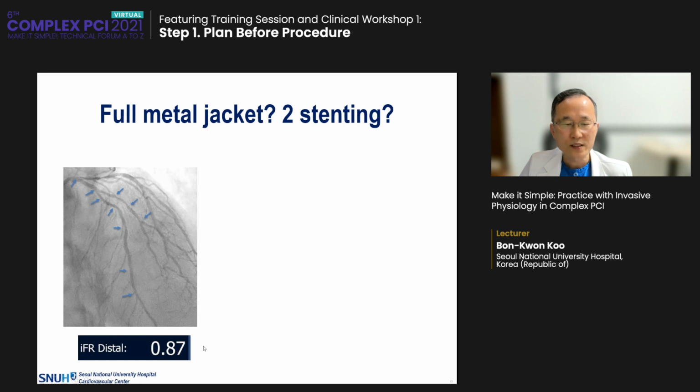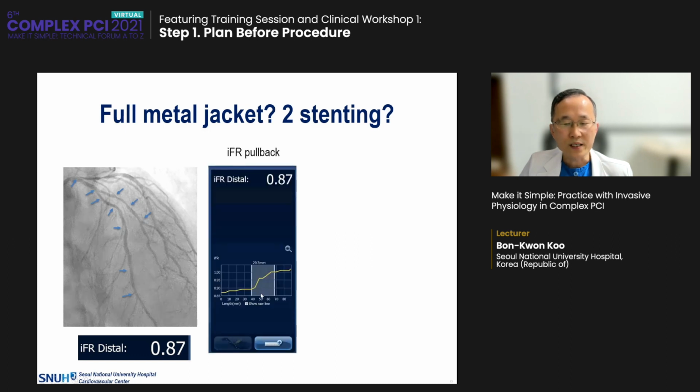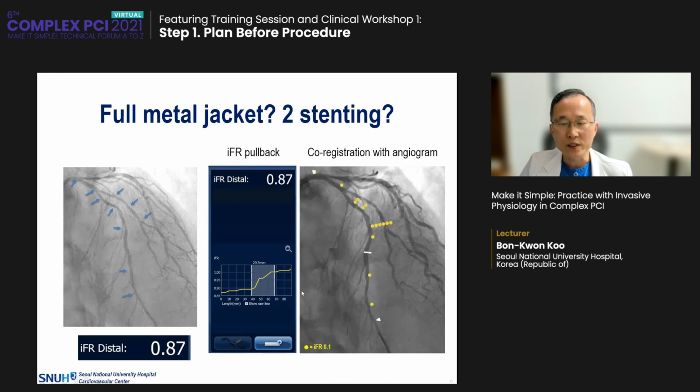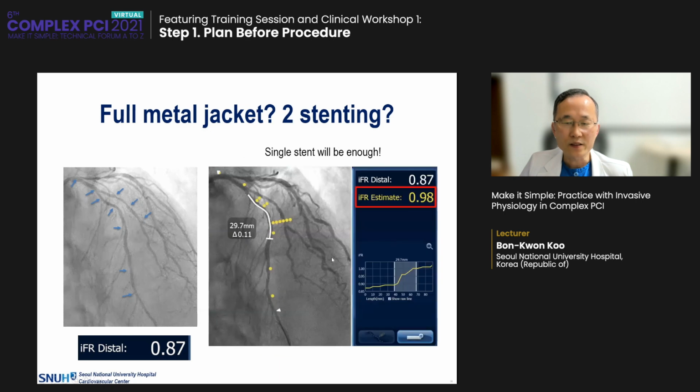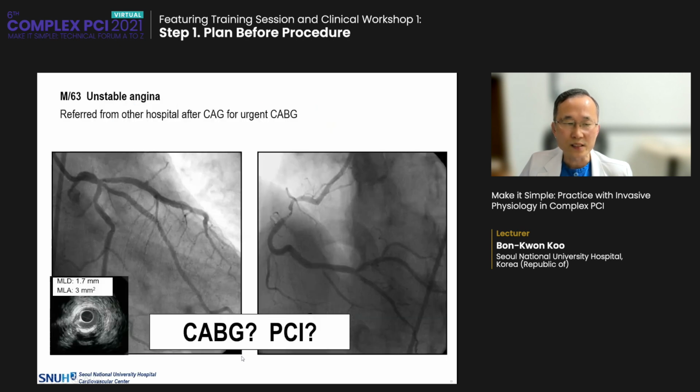and diagonal branches. But when we do a pullback of the iFR, I can find some spots where the functionally significant lesions were aggregated. This can be co-registered with the recent SyncVision technology. You see that these lesions can be fixed with 1 stent in this figure, so that if I put a stent from here to there, iFR estimate after stenting was 0.98. So we don't need 2 stenting for the diagonal branches. This is how physiology can be helpful selecting the right target for the PCI.